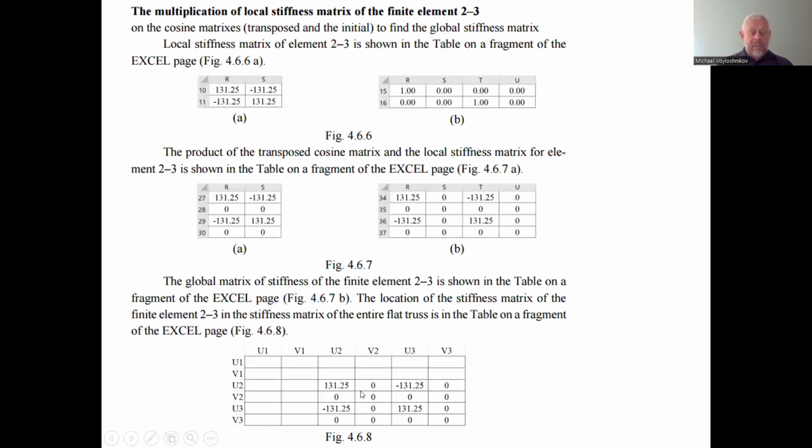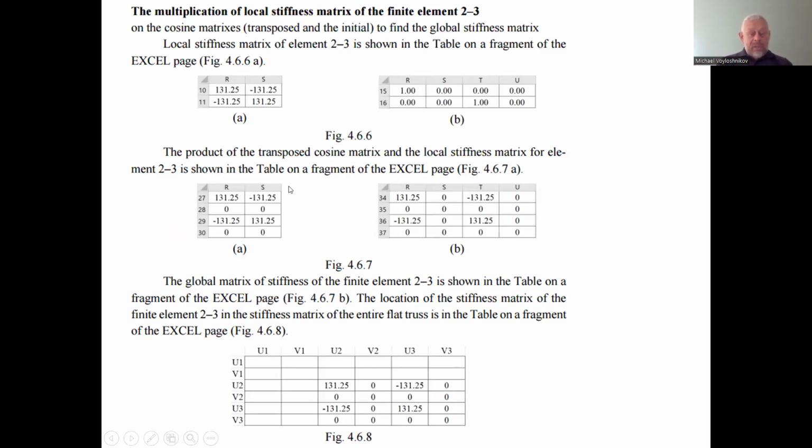After that, we determine this for the second finite element, which is between nodes 2 and 3. We do the same. We had the stiffness matrix in the local coordinate system. We have the cosine matrix for the second element. We have the transposed cosine matrix.